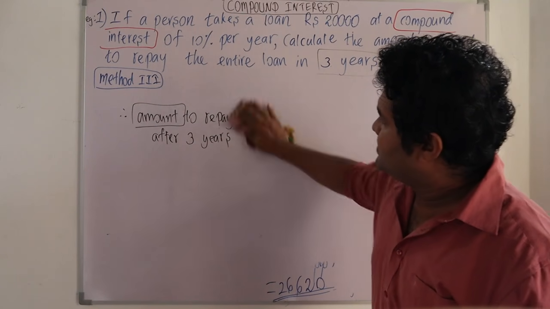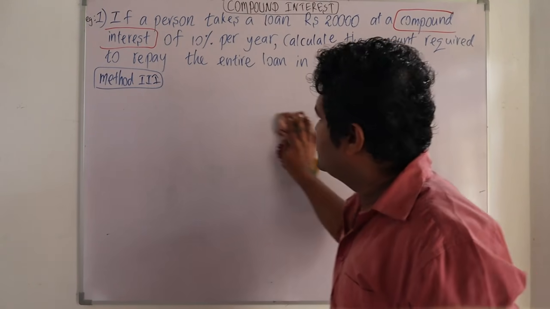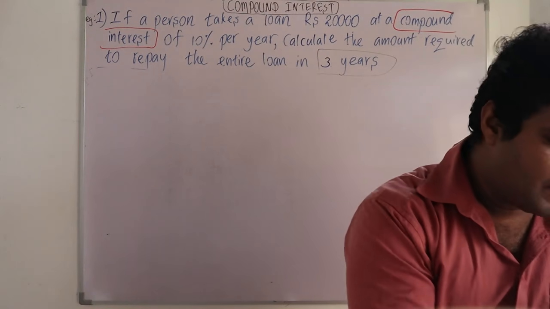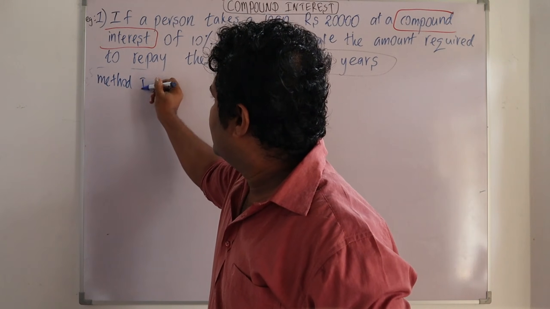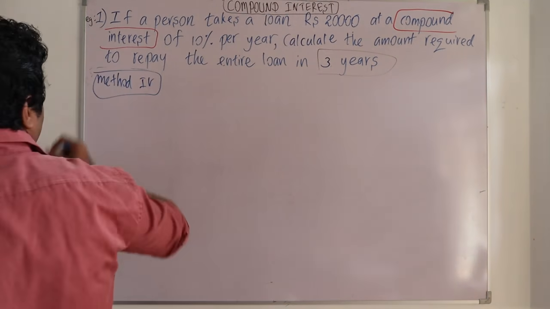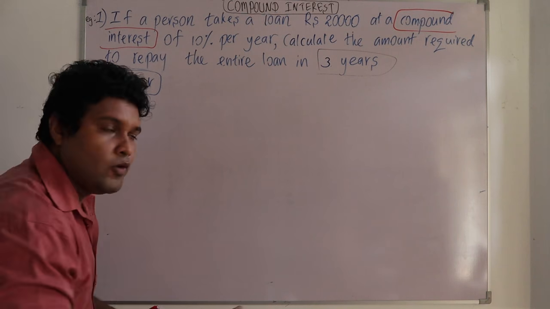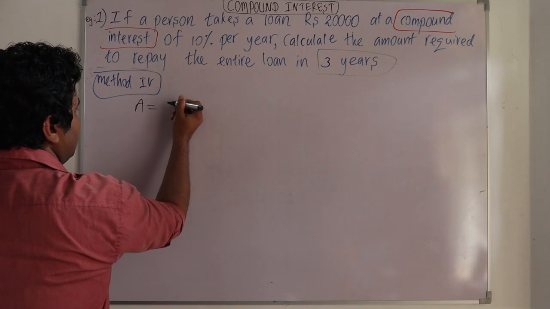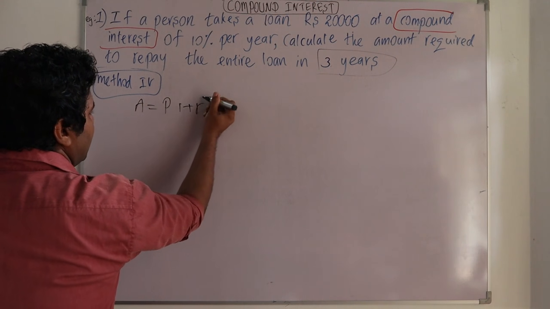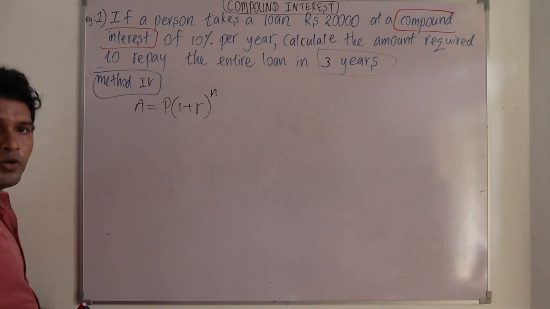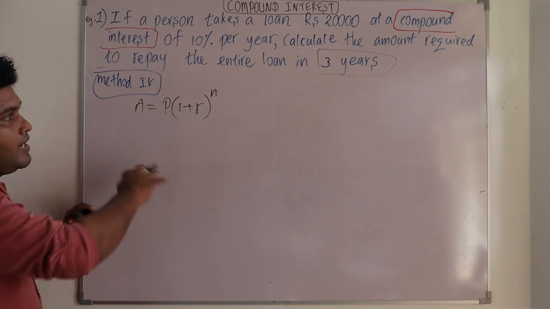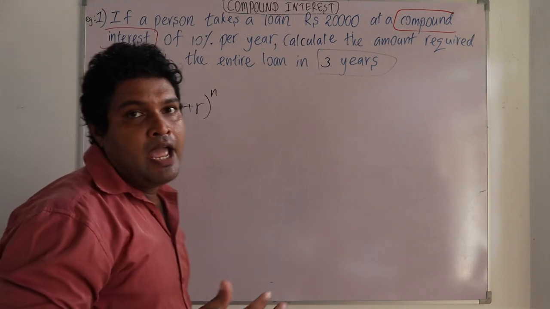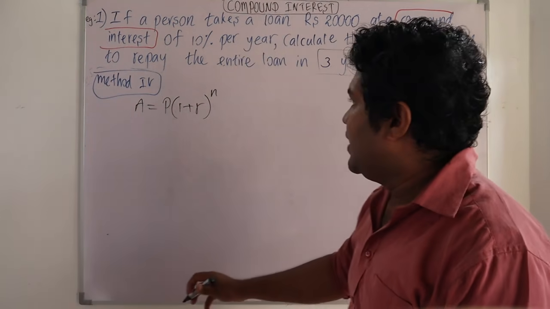I am erasing this. Method 4. According to method 4, there is a particular formula. A equals P times (1 plus R) to the power n. We can prove this formula too, but we don't go to prove it here. The reason is the time I have to manage in the lesson, right?